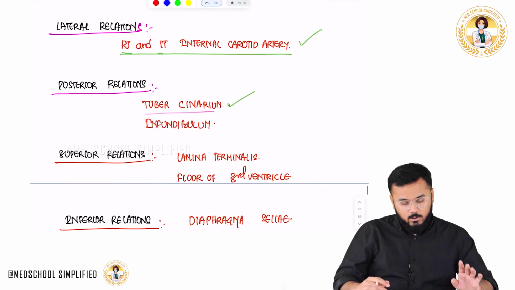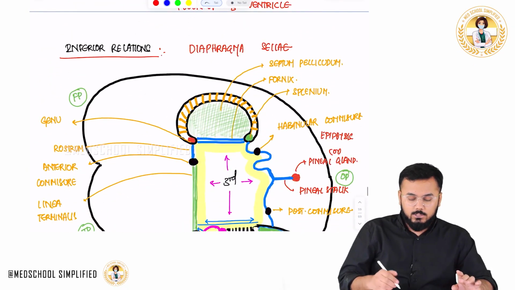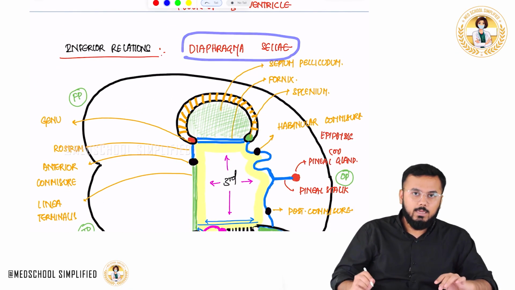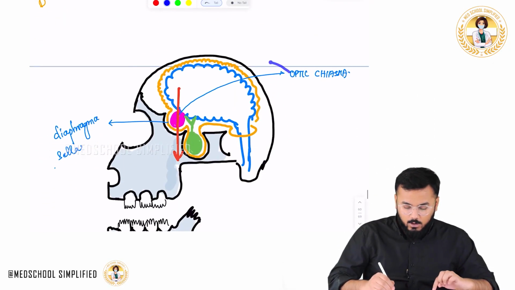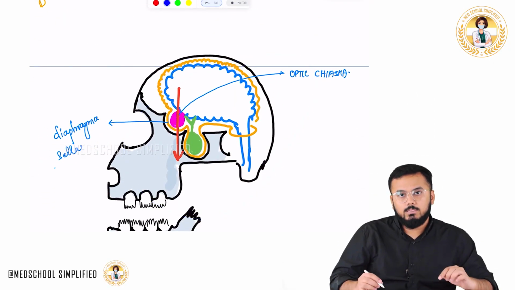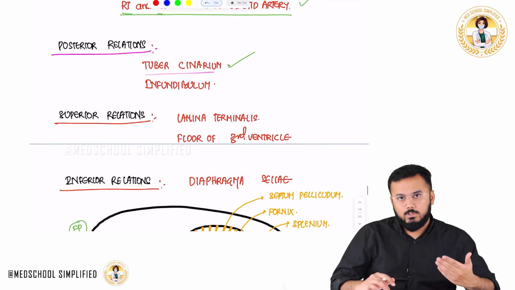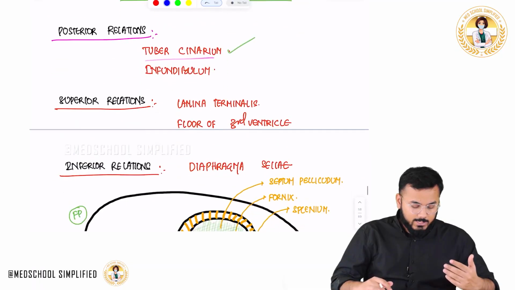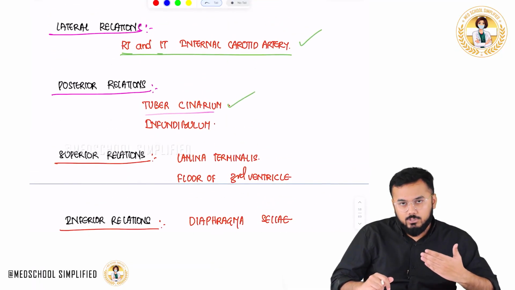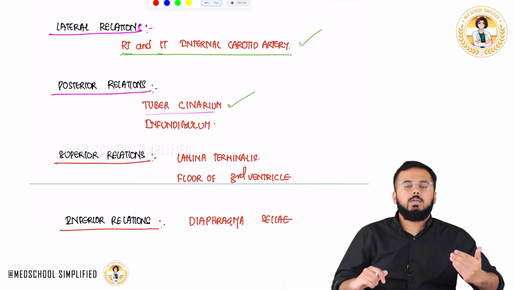Overall, I could just write it as diaphragma sellae, and not waste my time drawing all these pictures. The reason why I am drawing is that just by looking at the pictures itself, you have to learn everything. That is the only intention. So let us just revise the structures that are in relation with your optic chiasma.